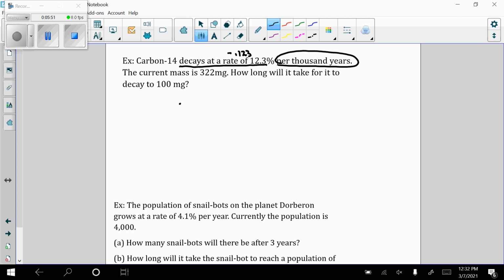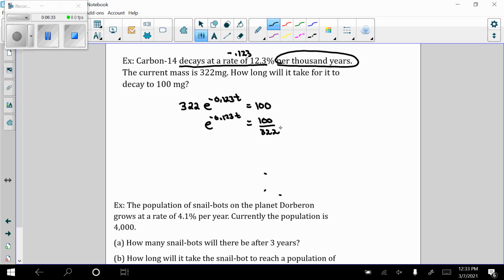So I have 322 milligrams e to the negative 0.123. I don't know my time, but I do know my time is every 1,000 years, and I'm going to set that equal to 100. So I need to isolate the exponential piece. Divide by 322. Since you're using your calculator, just leave it like that. There's no reason to change it to a decimal, and when you start rounding numbers, then your answer gets off.